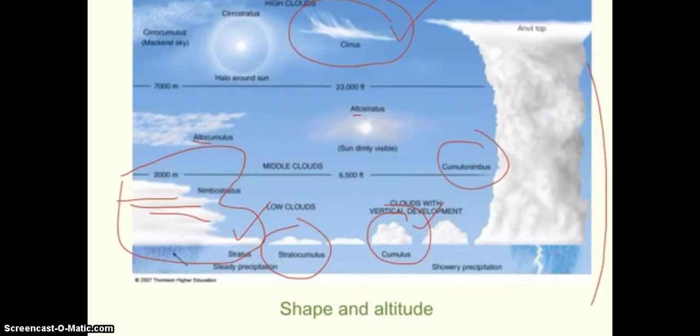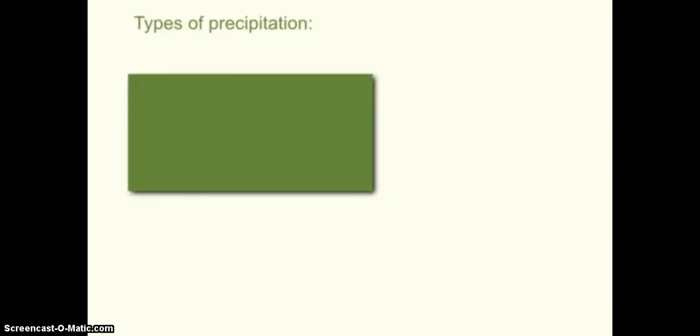On the right side, there's that big cumulonimbus cloud, and that is often associated with dangerous precipitation like storms. Now we're moving into types of precipitation, and you probably know quite a few of these already. So take a moment, just brainstorm. You can pause the video for a second.